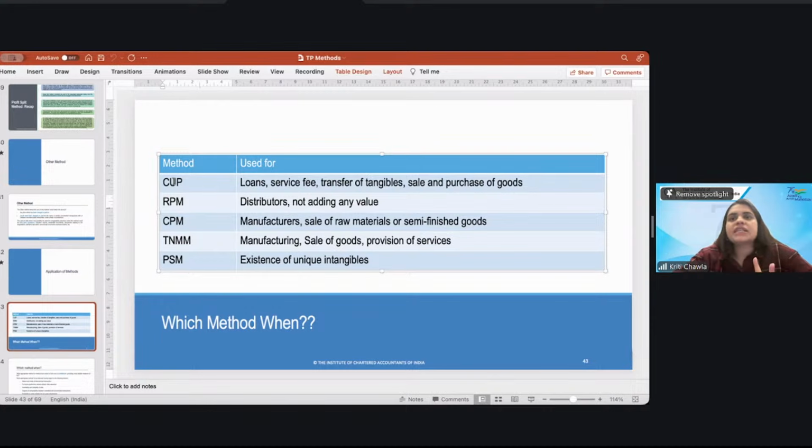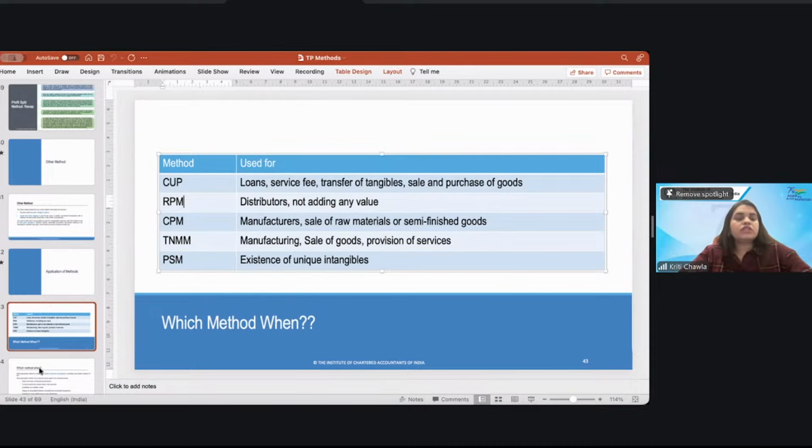And finally, PSM, the profit split method, is used in a situation wherever you see unique intangibles, like the R&D that we just discussed, the research and development that went into producing a new medication for the market. That is where you can use the profit split method.